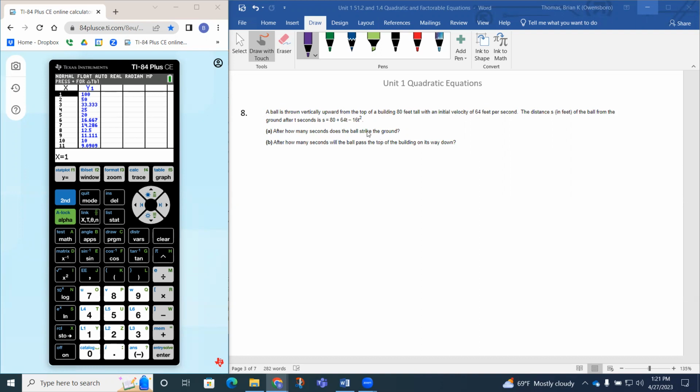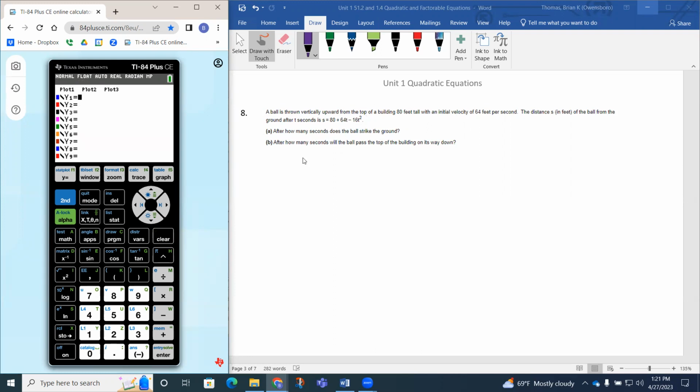One of the things I can do is put this in the calculator, where s is going to stand for Y, and instead of using this t, I'm going to use X here. So 80 plus 64t, or 64X in my case, minus the 16X. Oops, that's not X. There we go. Keep hitting delete. Don't have to start over. Now I need a square. 80 plus 64X minus 16X squared.